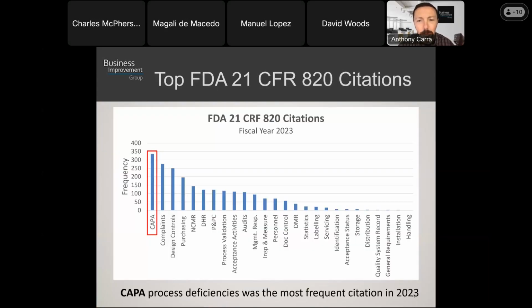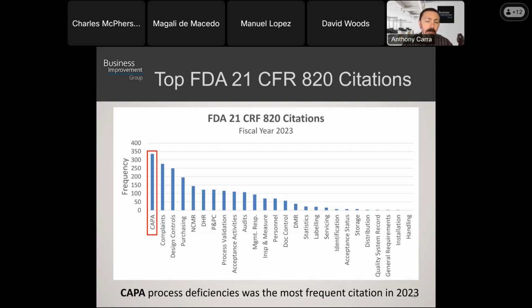CAPA is a very important part of our quality management system. Unfortunately, and this is data straight from FDA, if you are in medical device, you may be able to relate that CAPA process is maybe a challenge in your organization. If not, kudos. But it has shown to be the most frequent citation in 2023, and if you were to go year after year, it does tend to be among the top. It will be within the top 3. Last year happened to be the number one cited.